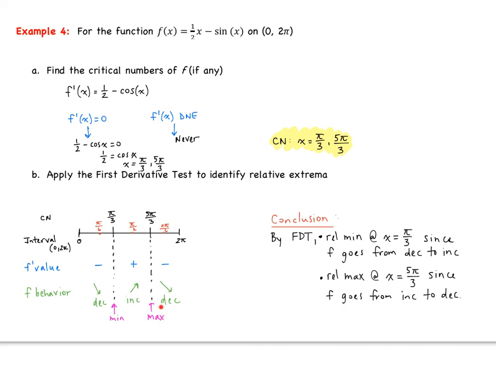And since f goes from increasing to decreasing at 5 pi over 3, I know we have a relative maximum. So I was able to make the conclusion by the first derivative test, we have a relative minimum at x equals pi over 3, since f goes from decreasing to increasing, and a relative maximum at x equals 5 pi over 3, since f goes from increasing to decreasing.